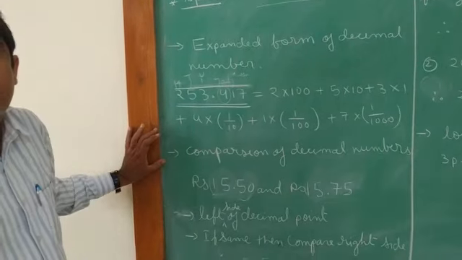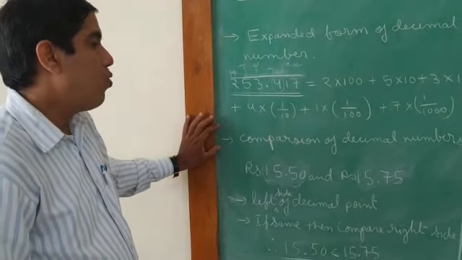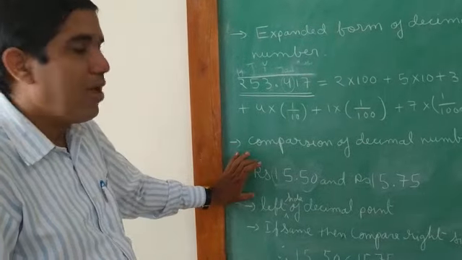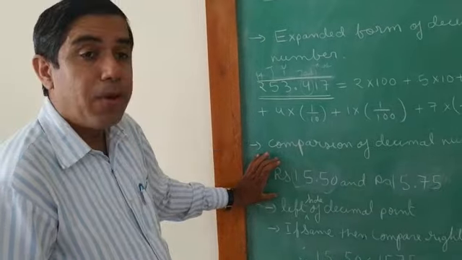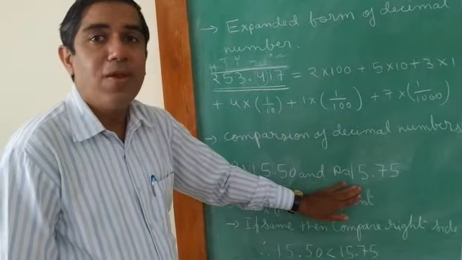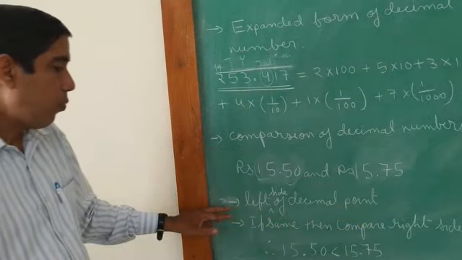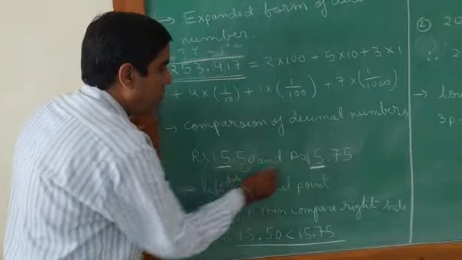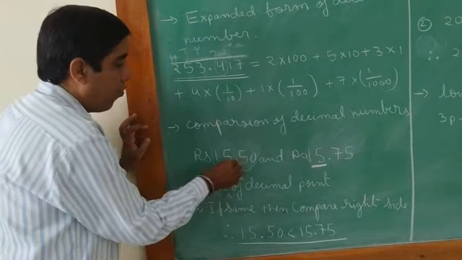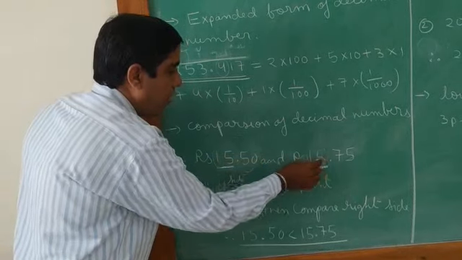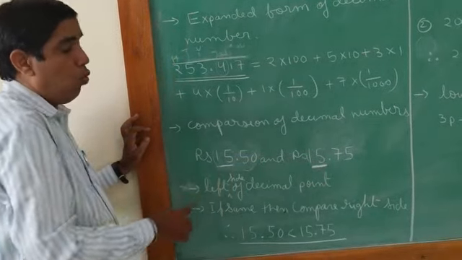Okay. Comparison of decimal numbers. When we compare two decimal numbers, how do we compare? I am giving an example here. The example is 15.50 and the other number is 15.75. First we will see the left side, before the decimal. Here it is 15, here also it is 15. So you can see they are the same.